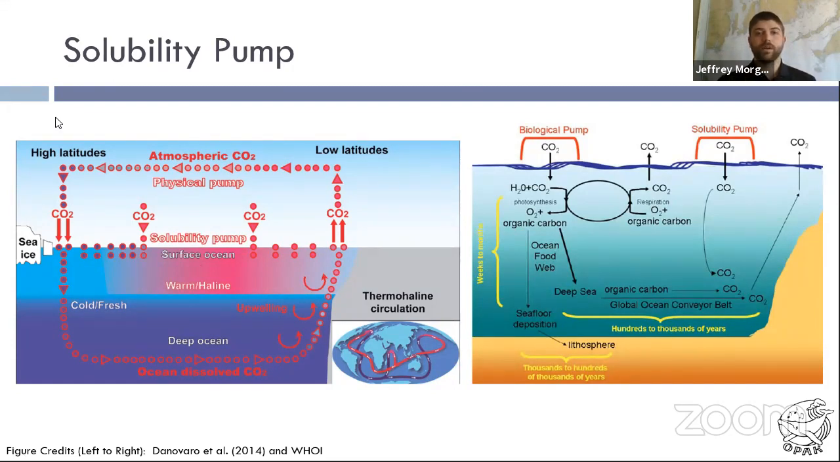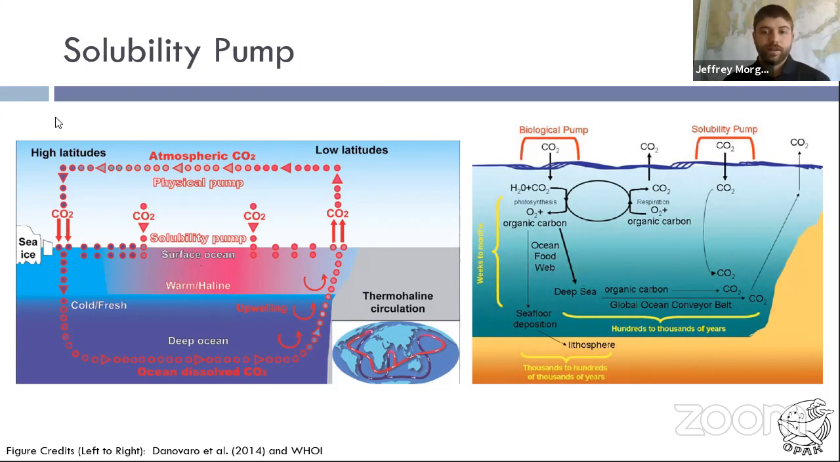And then our currents, which we're going to learn about on Thursday, will take that water and bring it down to the deep ocean and transport it around the globe where it can stay there for a very long time. The downside to our solubility pump is that when that water then reaches our lower latitudes near our equator, it can then be upwelled or brought back to the surface, and that carbon can be released.